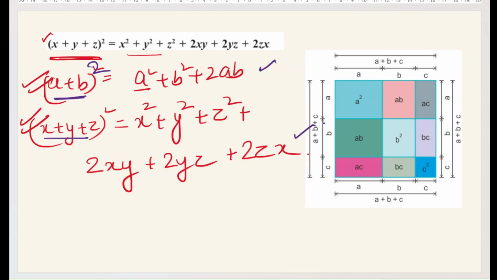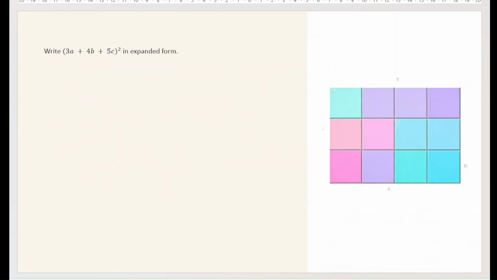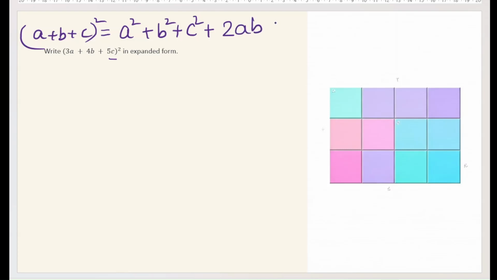That is equals to x square plus, then second term square, then third term square, then 2 first term multiplied by second term, then 2 second term multiplied by third term, then 2 third term multiplied by first term. Okay, let us do one question based upon this. (3a + 4b + 5c) whole square. How to do this? Now, using the same identity. Which identity? First term, second term, third term whole square is equals to first term square, then second term square, then third term square, plus 2 multiplied by first term into second term, plus 2 multiplied by second term into third term, plus 2 multiplied by third term into first term.